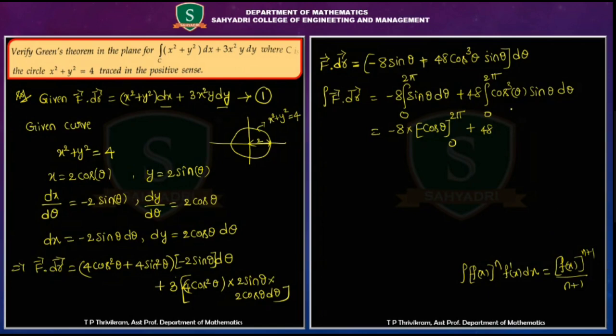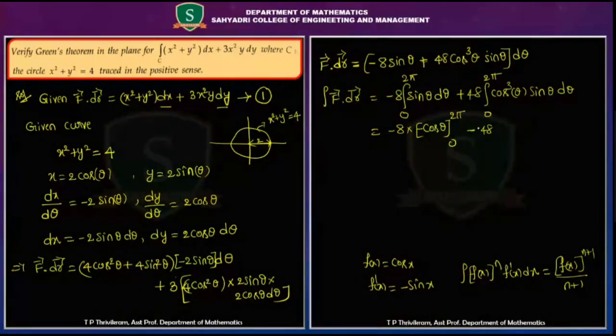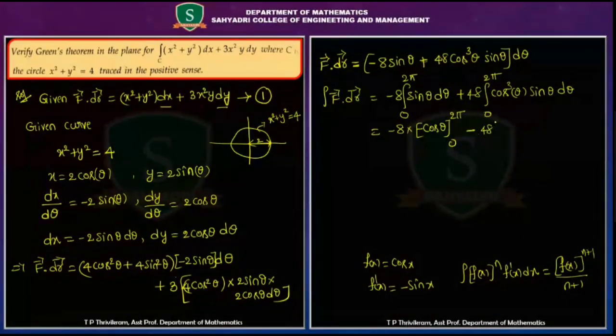So this formula I am going to apply here. So what will be f dash of x here? Here f of x is nothing but cos x. F dash of x is nothing but minus sin x. So that means you have to write this sin x as minus of minus. So at that time in front of 48 you will get minus 48.